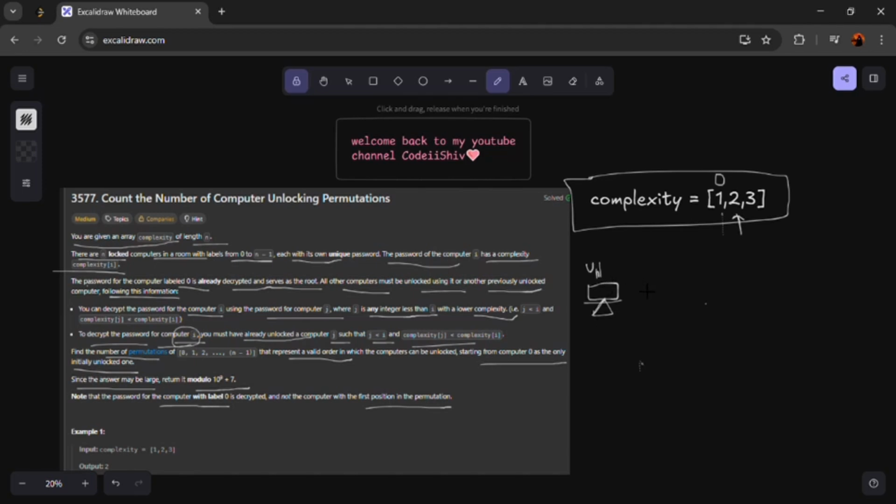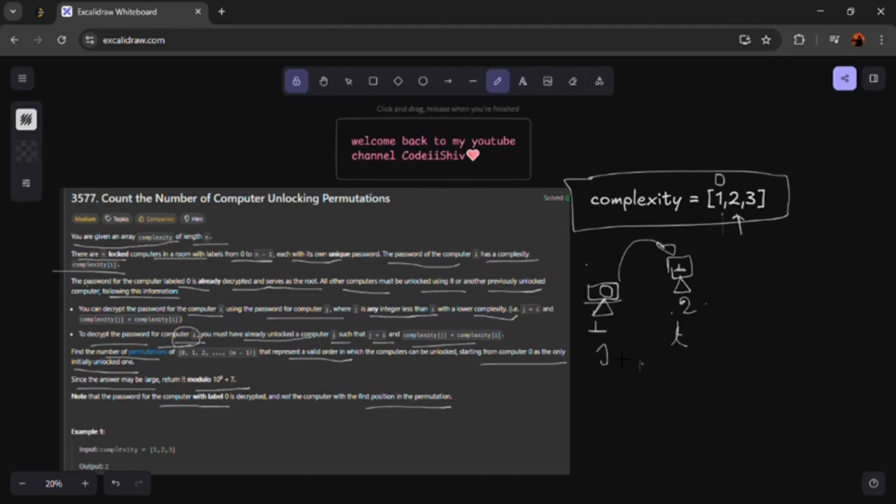So we can unlock computer 1 using this zeroth computer. Can we? Yes. Why? You can see that, let's suppose this is j and this is i. Here j is less than i, and also the complexity of j is less than the complexity of i.